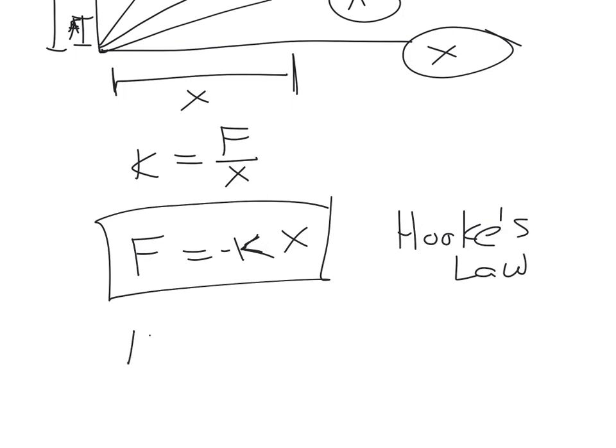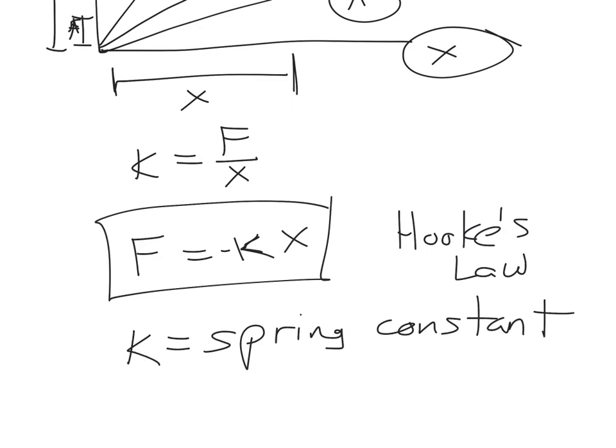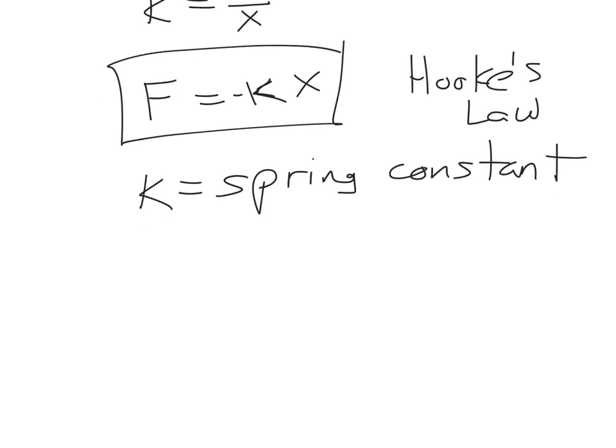K, back to K. That K we will call the spring constant, or sometimes the elastic constant. And for all intents and purposes, it's just how stiff is that spring. Now, the negative. Why did I put a negative in there? Well, it has to do with this.